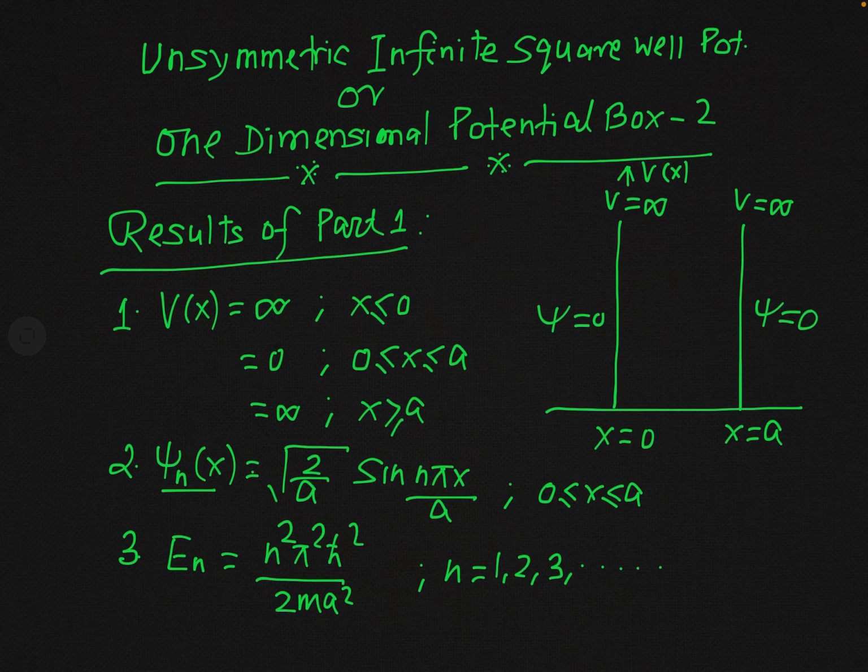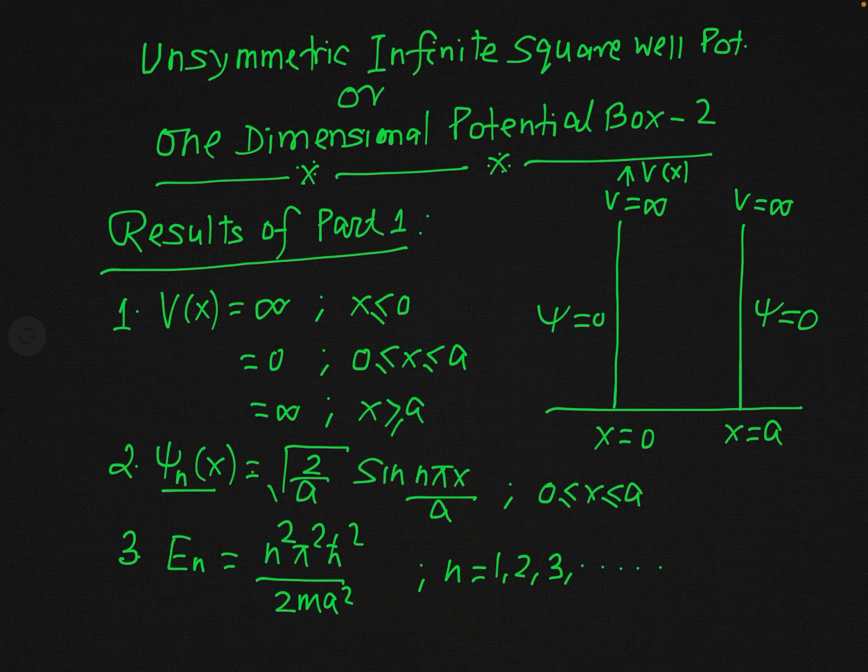And the other important result was the energy eigenvalue. We have seen that the energy eigenvalues for this particle are discrete or quantized, and this is defined in this manner: En equal to n square pi square h bar square over 2ma square. So these are the results which we have obtained in the first part of the lecture on the particle in a one-dimensional potential box.